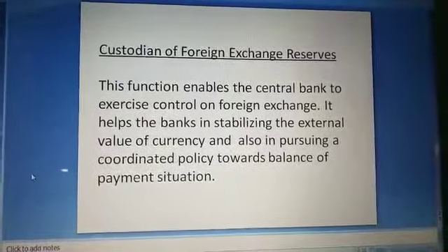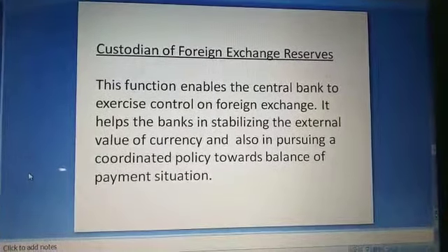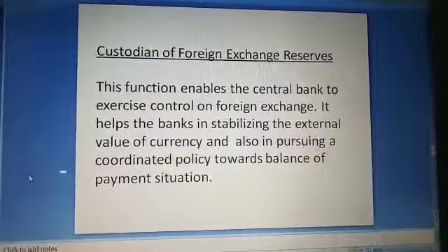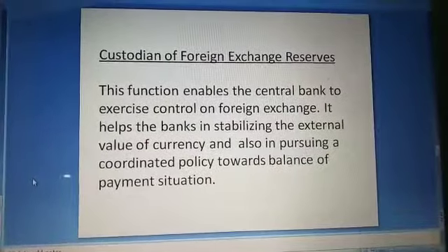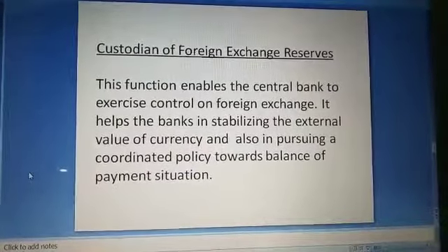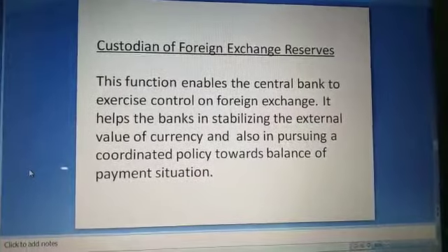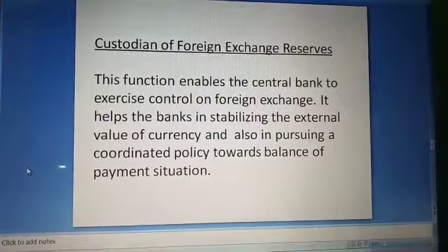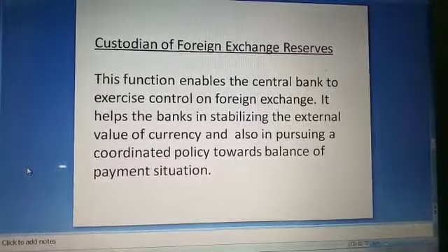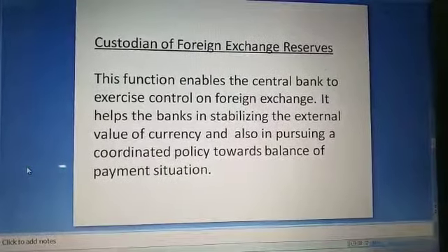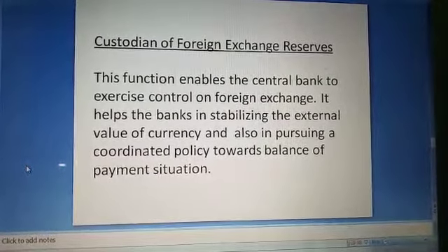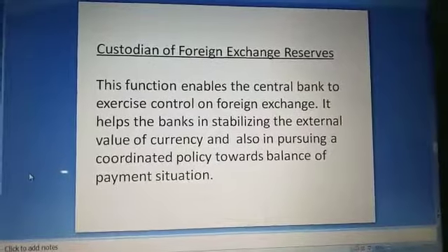And the last function is custodian of foreign exchange reserves. Now, this function enables a central bank to exercise control on foreign exchange. It helps the banks in stabilizing the external value of currency and also in pursuing a coordinated policy towards balance of payment situation.